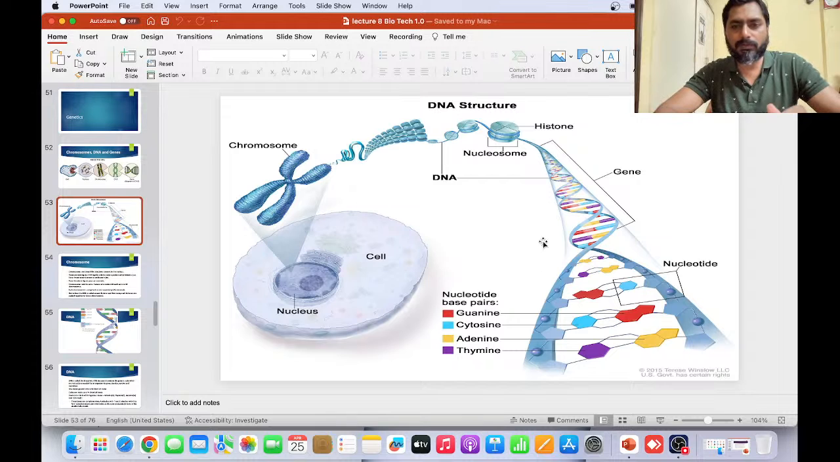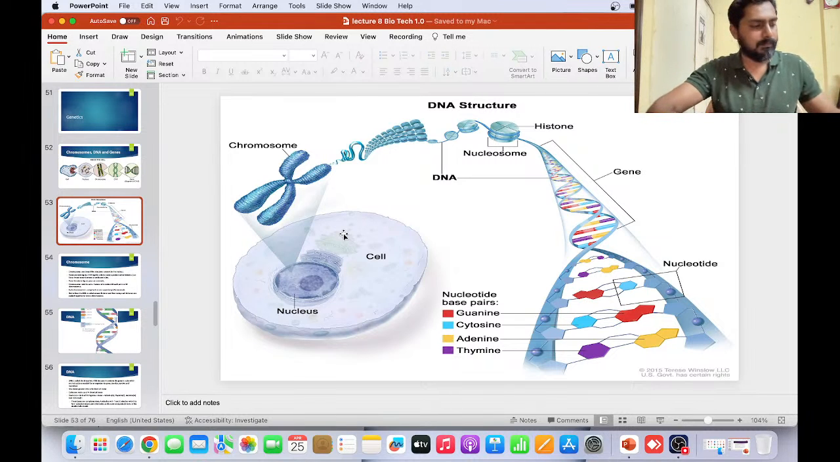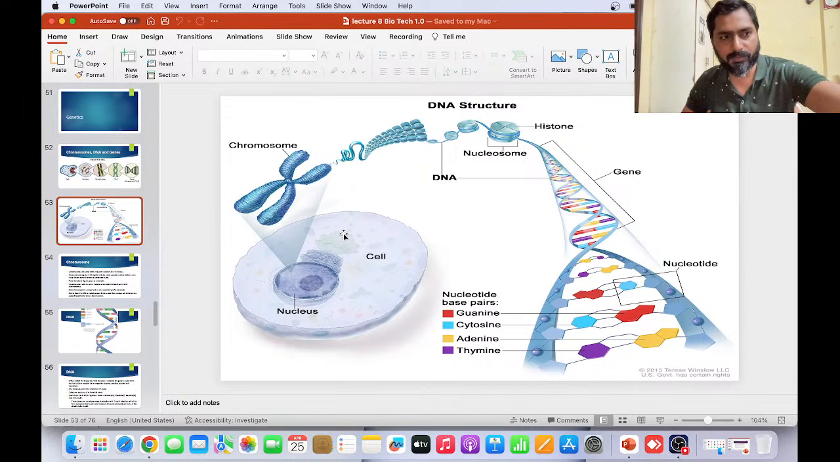And what we'll do today is that we'll try to understand biotechnology, some portions of biotechnology which are exam important for this prelims.